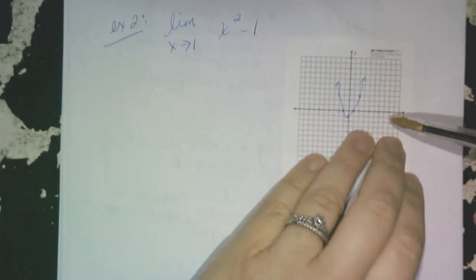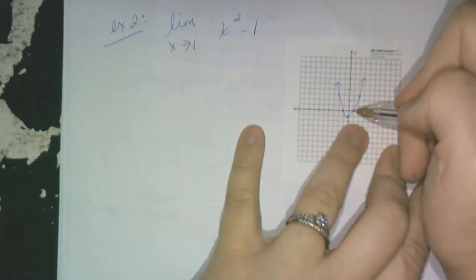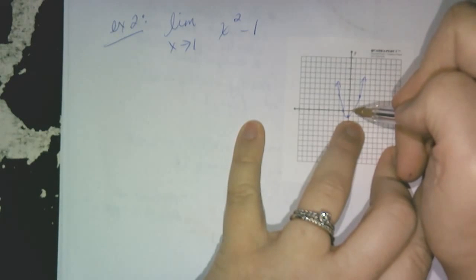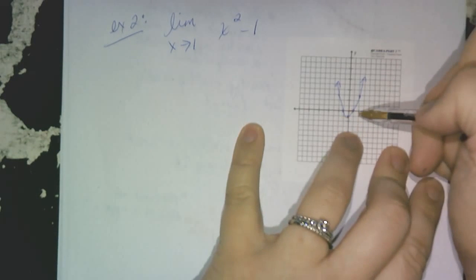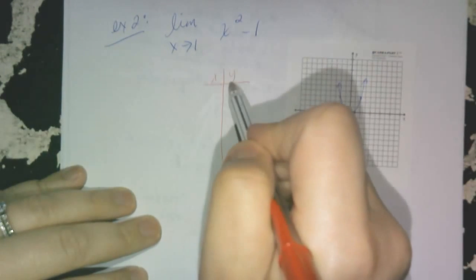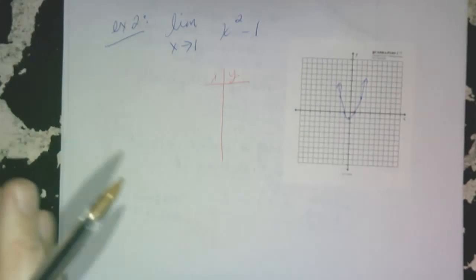So here's what I'm asking you for again visually. As I approach 1 from the left and right, what is my Y value turning out to be? And it definitely looks like I'm right there at 0. But we are going to use our table of values to check. So let's again go through this process.